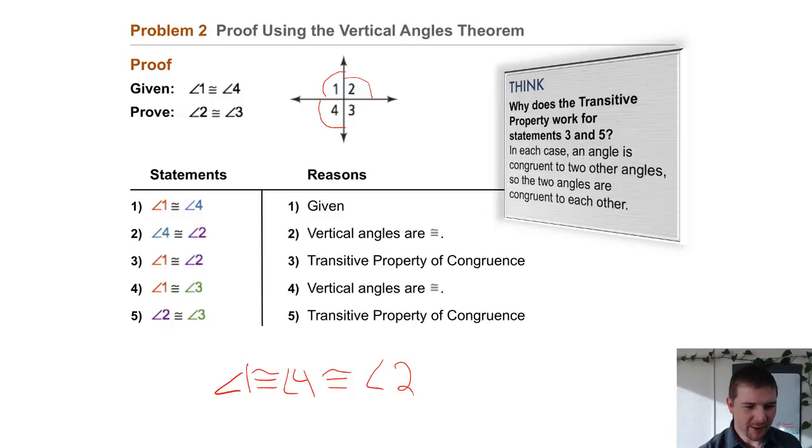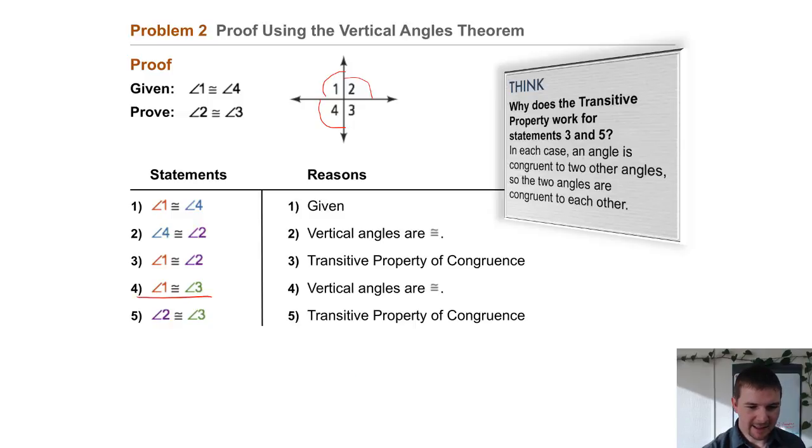And remember, the transitive property is the one that I always talk about as leaving out the middleman. Because we know that 1 is congruent to 4 and 4 is congruent to 2, we can just state that 1 is congruent to 2. The transitive property of congruence.